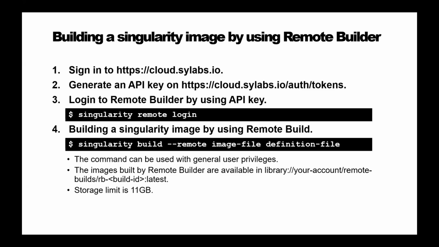You need administrator privileges to build a Singularity image from a definition file. Therefore, you cannot build the Singularity image from a definition file on the NIG Supercomputer. Since Singularity version 3, the remote build function has been added so that you can build images on the Sylabs remote builder server and download them.